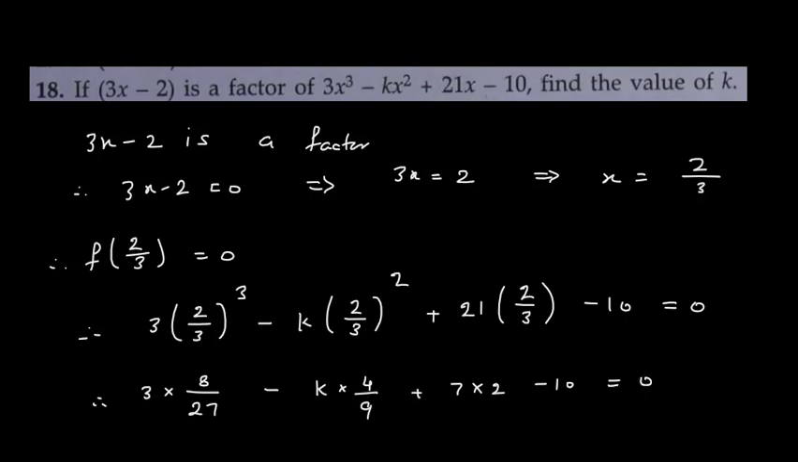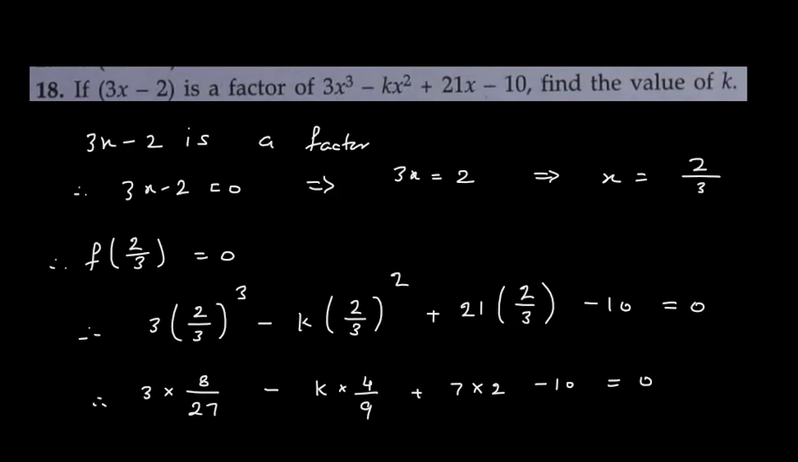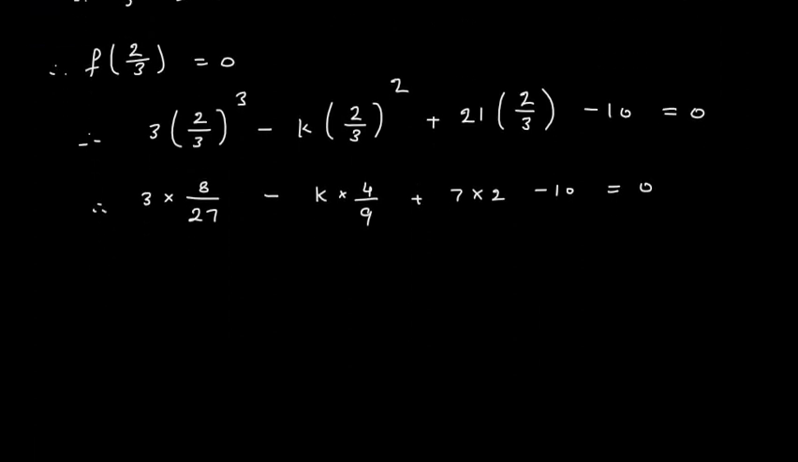Okay, so have you understood what I have done? And this expression, okay, as this 3x minus 2 is a factor, so I can find f of 2 by 3 and f of 2 by 3 will give me 0 as the answer because 3x minus 2 is a factor. So from solving this 3x minus 2 I am getting x is equal to 2 by 3. So when I replace x by 2 by 3 I should get answer 0. So here I have replaced x by 2 by 3 and I equate it with 0.